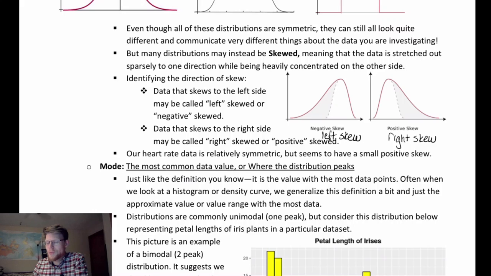Oftentimes with right skewed data, that floor might be something like 0 if you're measuring something where the value can't be below 0, like a height or something like that. You might see data clustered towards the left side, and then it's stretching out, or, well, I don't know which way my camera is facing. I guess I'm pointing left, but in the video I'm pointing right. You have 0, you have data clustered, and then it skews out to the right. So that's often something that happens when we have skewed data.